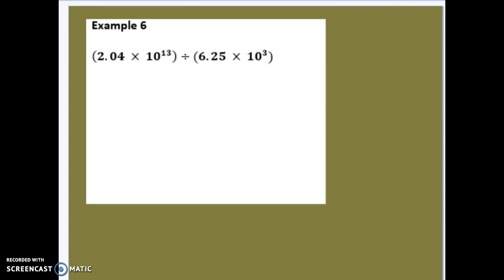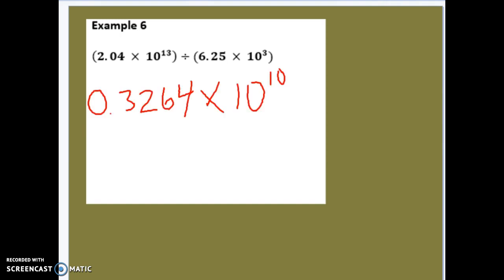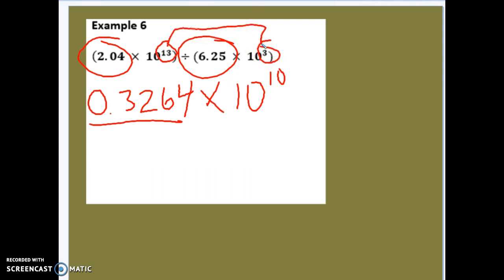I would like for you to pause it here, try example 6 on your own, and then hit play again. If you solved it and this is your answer, you are very, very close, but you need to ask yourself, does my answer have one digit to the left of the decimal? And my answer would be no, because 0 doesn't count. Now, how did I get this? I took 2.04 and divided it by 6.25. That's where I got this. I took 13 and I did 13 minus 3, and that's where I got the 10.